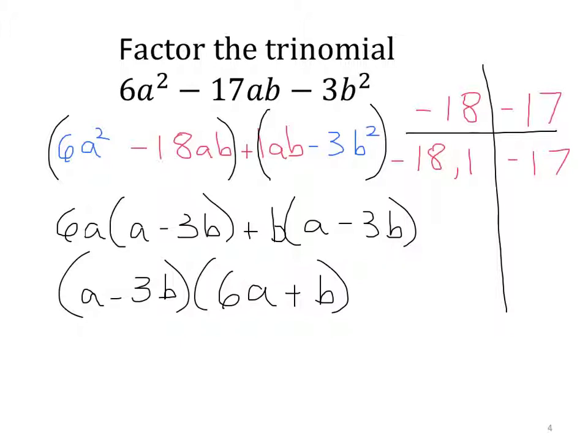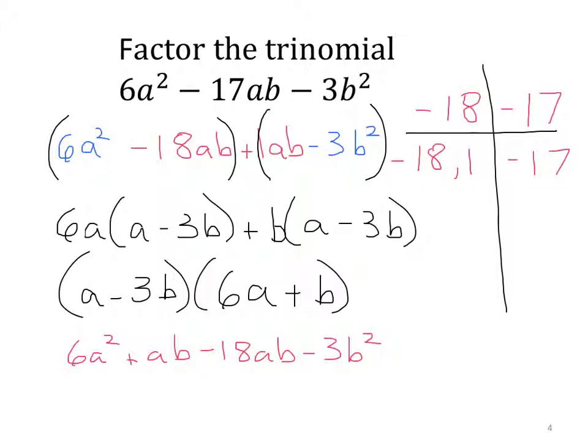Let's check our work by foiling. We FOIL the first term. A times 6a gives us 6a squared. Then we FOIL the outer terms. A times b gives us plus ab. Then we FOIL the inner terms. Negative 3b times 6a gives us minus 18ab. And then we FOIL the last terms. Negative 3b times b gives us minus 3b squared.